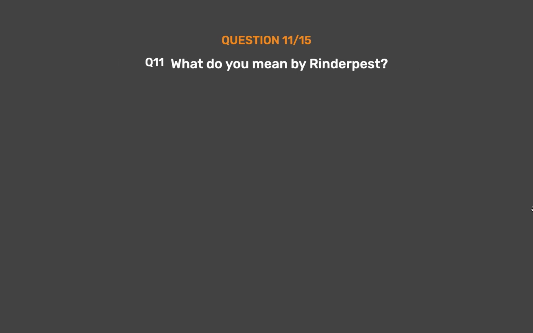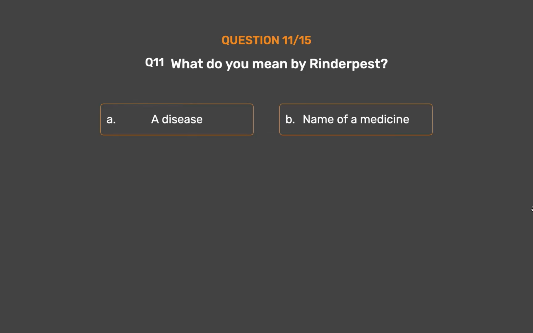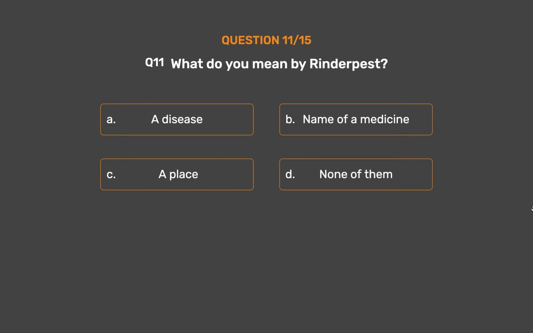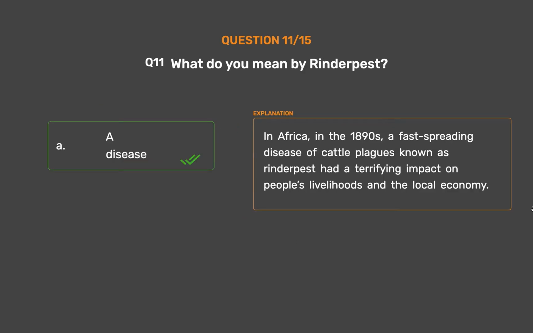Question number 11. What do you mean by Rinderpest? Option A. A disease. Option B. Name of a medicine. Option C. A place. Option D. None of them. The correct answer is Option A. A disease. In Africa, in the 1890s, a fast-spreading disease of cattle plagues known as Rinderpest had a terrifying impact on people's livelihoods and the local economy.